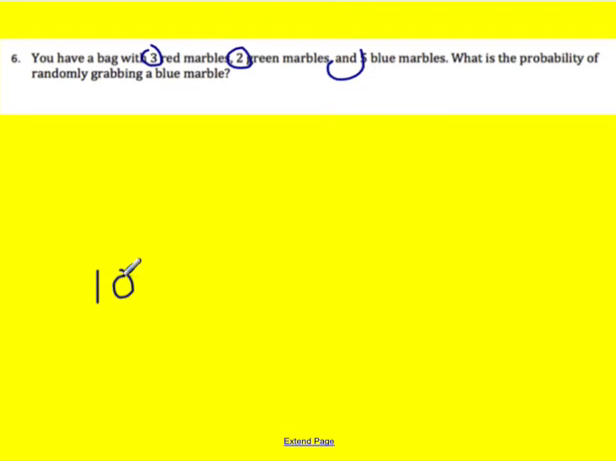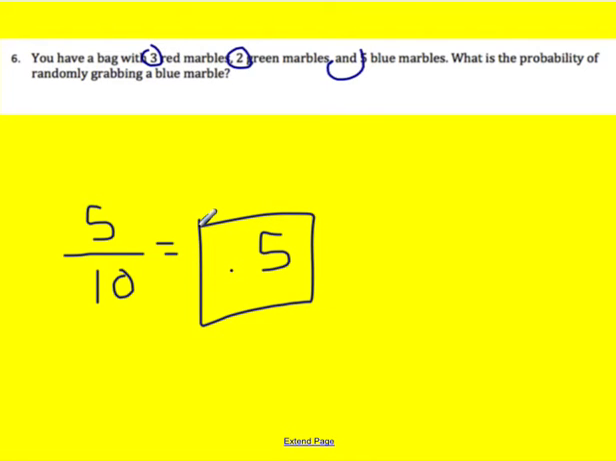So when you're doing probability, it's always your success over your total. A success is getting a blue. So that's 5 out of our total, which is 10. Divide those out and you get 0.5. So there's a 50% chance of you getting a blue marble.